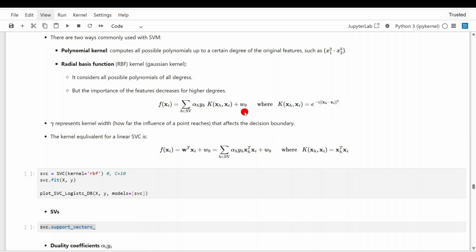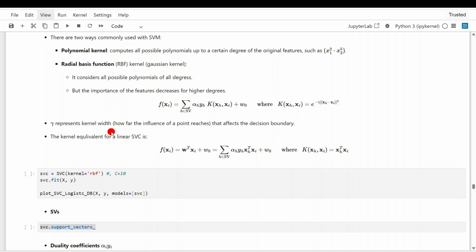Here we have the parameter w naught, but we couldn't obtain the weights associated with the different covariates because they are nonlinear functions. And here gamma represents the kernel width, how far a certain point affects the decision boundary.